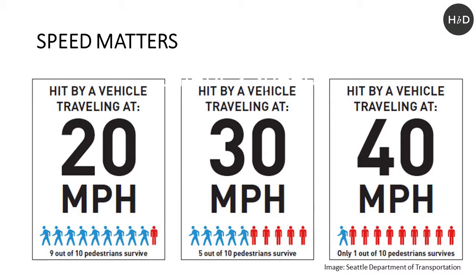Same thing here, just reinforcing that. If you're hit by a car going 20 miles per hour, you have a 90% chance of survival. If that car is going 40 miles per hour, your survivability decreases to 10%. So again, slowing down cars in places where we have a lot of people is what we have to do.